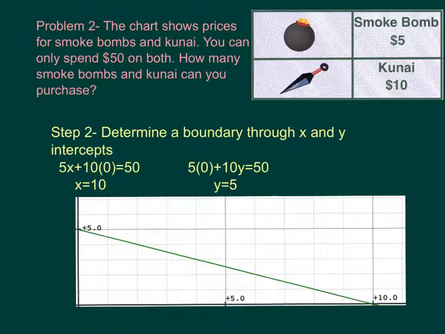Our next step is to determine a boundary line by finding the inequality's x and y intercepts. To find the x-intercept, let y equal 0 in the inequality. This gives us the x-intercept of 10, which we will graph here. Next, we let x equal 0 to find the y-intercept, which, through simplification, we find is 5, which we will plot here. We next graph the line that intersects (10, 0) and (0, 5). We use a solid boundary line because 5x plus 10y is less than or equal to 50.